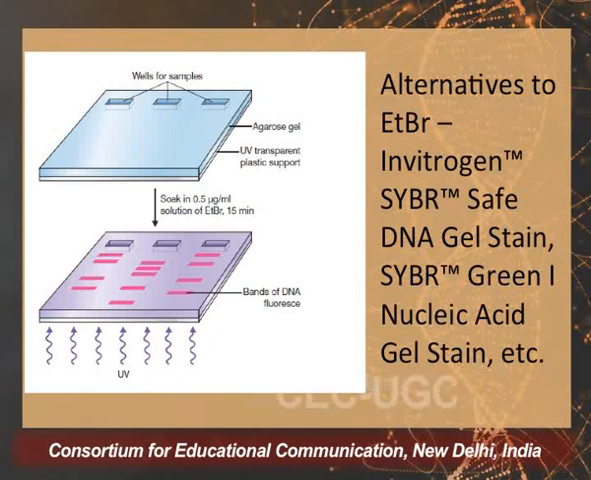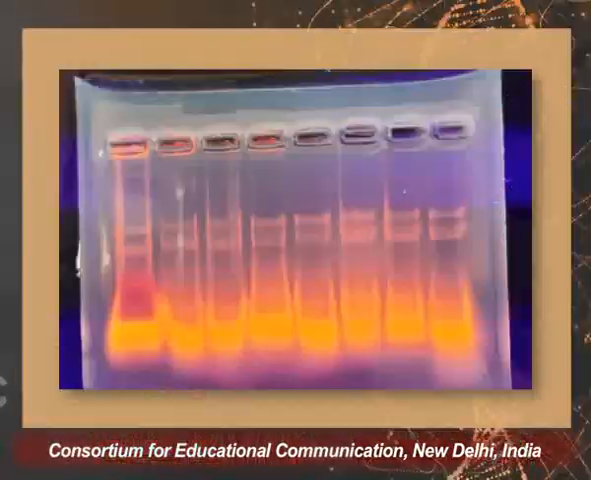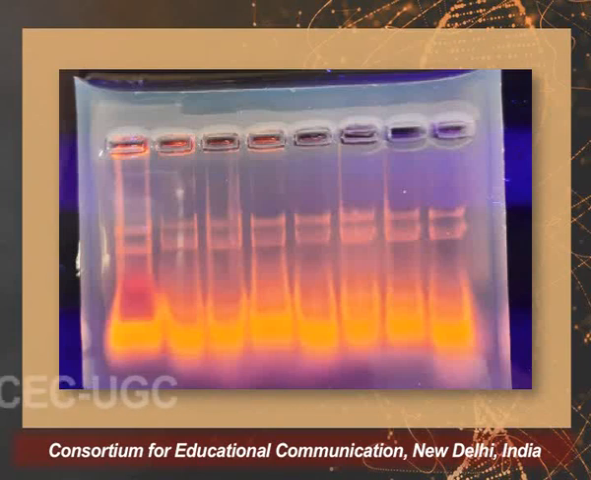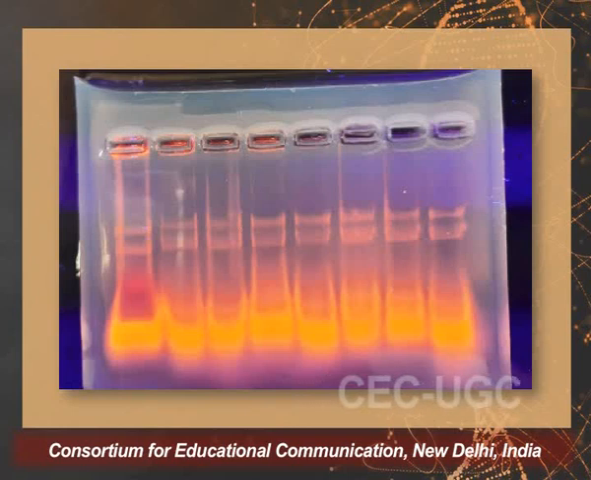There are alternatives to EtBr because EtBr is a mutagen. For example, SYBR Safe DNA gel stain or SYBR Green I nucleic acid gel stain are less harmful and the sensitivity is also higher. So, EtBr is commonly used, but now safer varieties of these stains are also available that one can purchase and use safely. So, this is how a gel will look over a UV transilluminator.